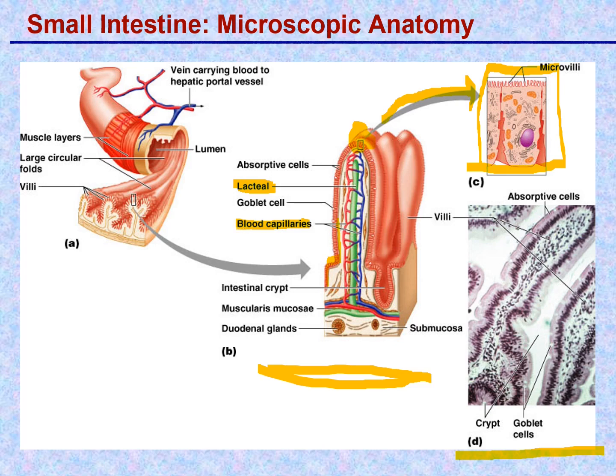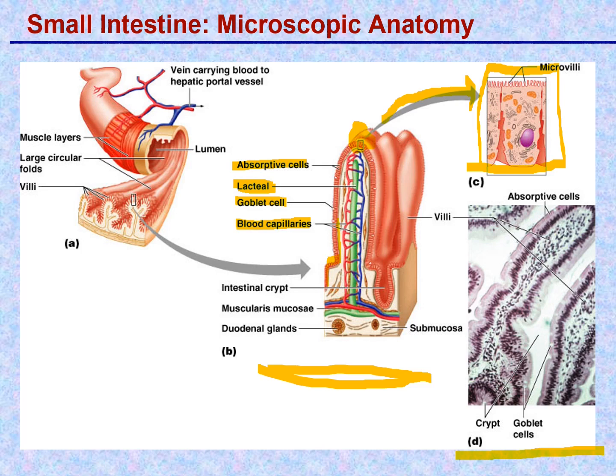The blood capillaries are involved in absorption of breakdown products from protein, carbohydrate, and nucleic acids. In the simple columnar epithelium that lines the surface of all these villi are cells that produce a protein called mucin, and when mucin is secreted and comes into contact with water, it becomes mucus, and those cells are called goblet cells.